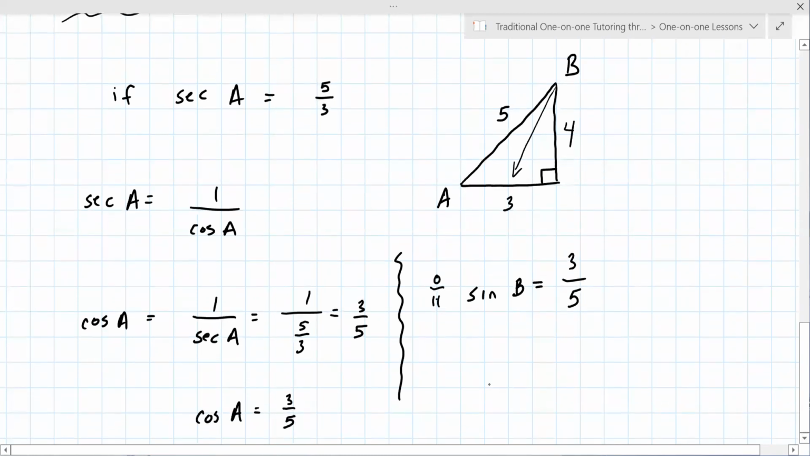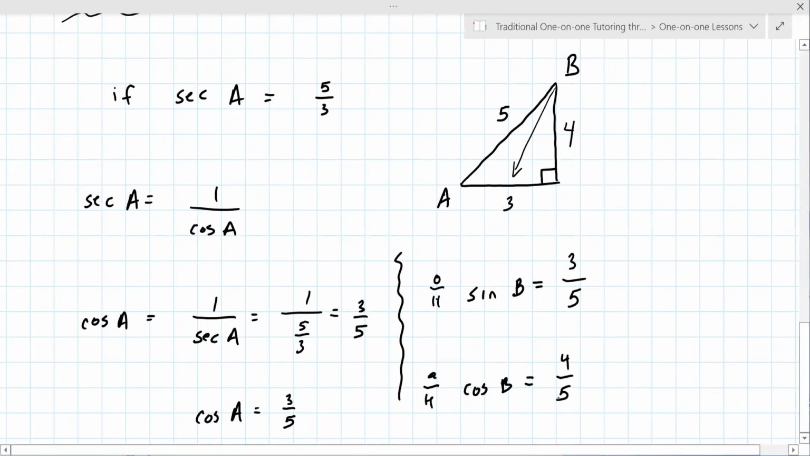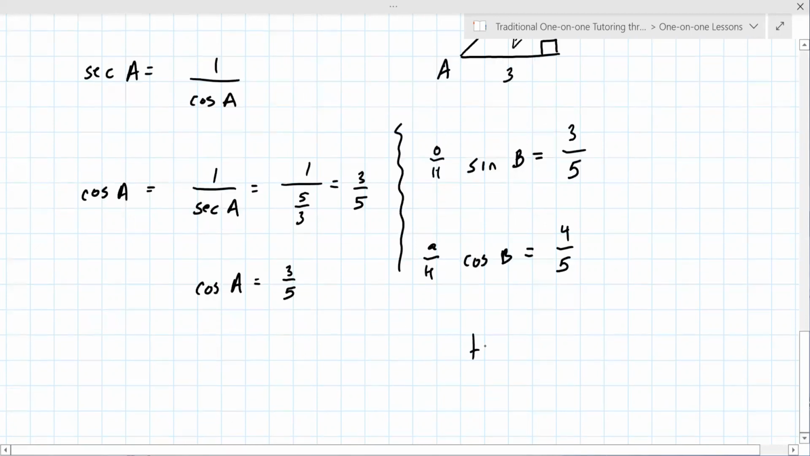How about the cosine of B? That's the adjacent over hypotenuse. You've got to go to wherever B is, and then the adjacent over the hypotenuse. What would that be? Adjacent. That would be 4/5. 4/5. Very good.